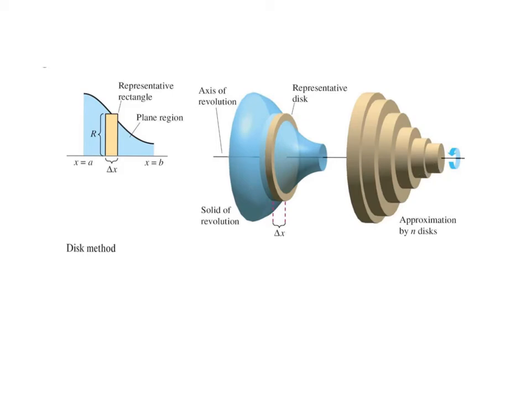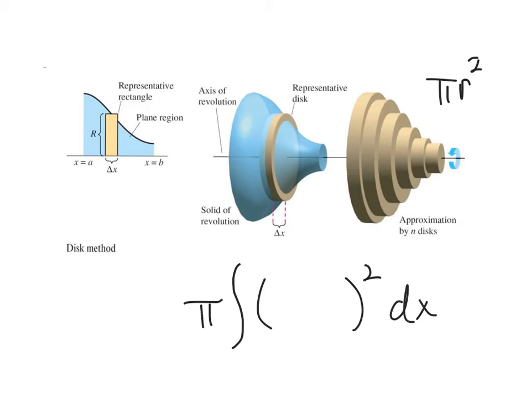We're going to add them all up, and we're going to find the volume. So in order to do that, we use the integral, right? But these are circles. This disk is a circular figure, and the area of a circle is pi r squared. So when you go to set this up, there's a pi something squared dx. And this part in here is going to be the radius of the circle squared, pi r squared.